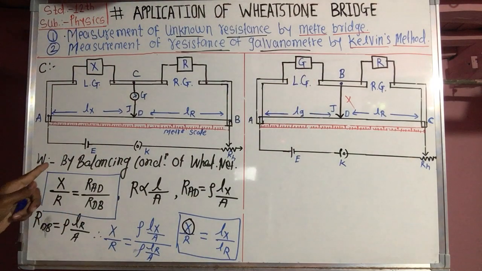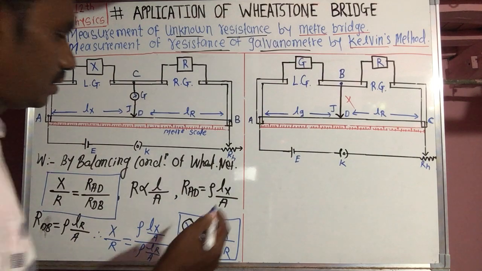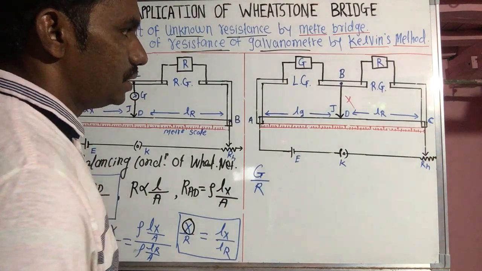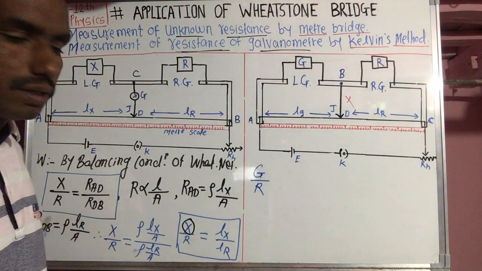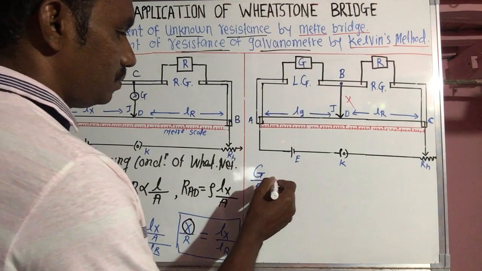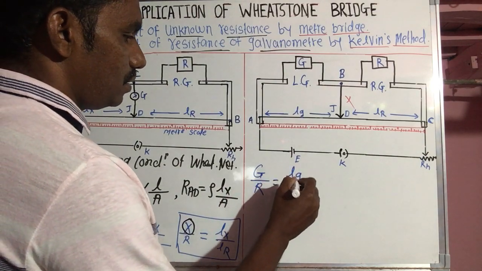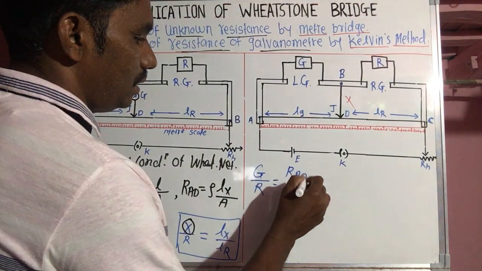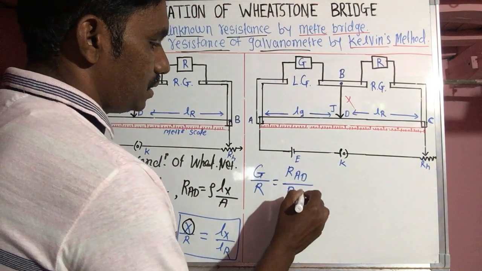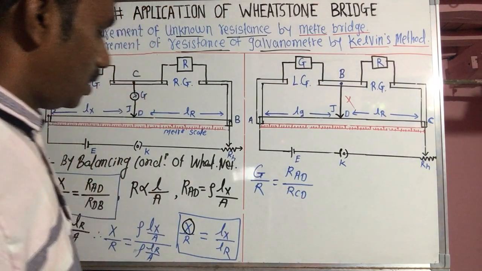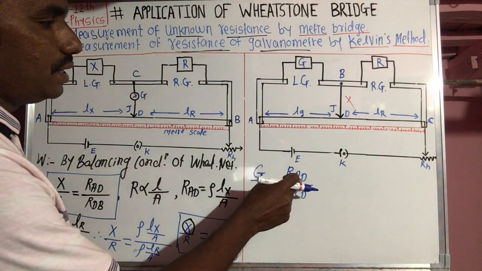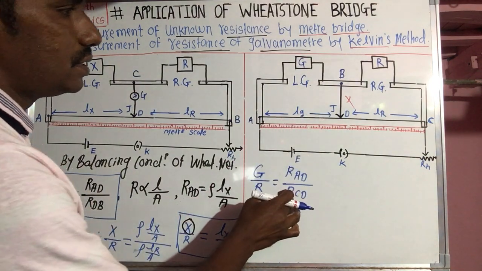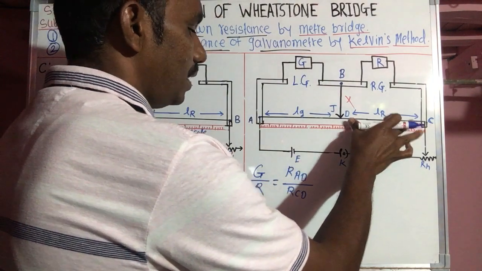Again we use the balancing condition of the Wheatstone network. From this, G by R, where G represents the resistance of the galvanometer, is equal to RAD divided by RCD. Again we know that RAD is the resistance of the wire between points A and D, and RCD is the resistance of the wire between points C and D.